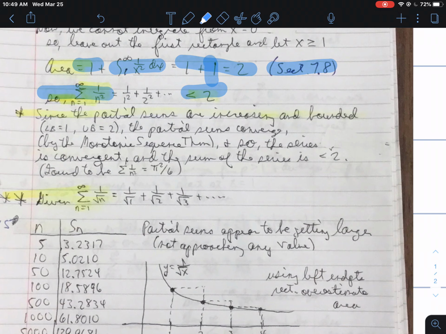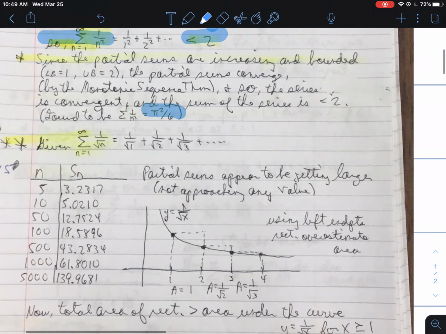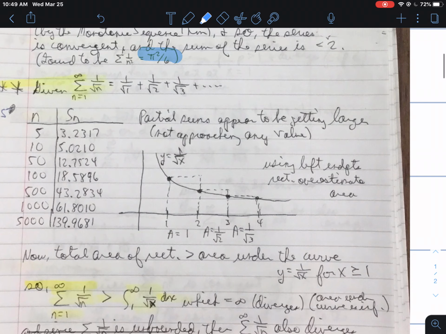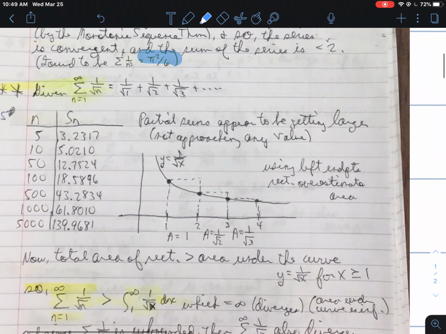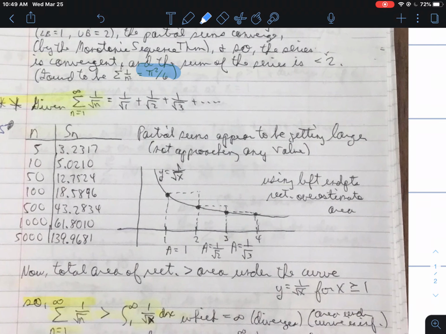Right? Now, somebody actually found this sum. They found the sum to be pi squared over 6. That takes a lot more work than what we're doing here, but it can be done. Some of these can be found. That'll take some higher level math to do some of that stuff. But at least we know this does converge. So at least we knew there is a sum.